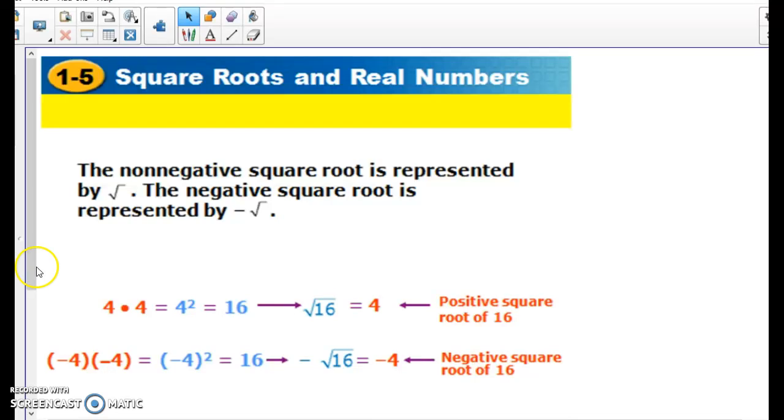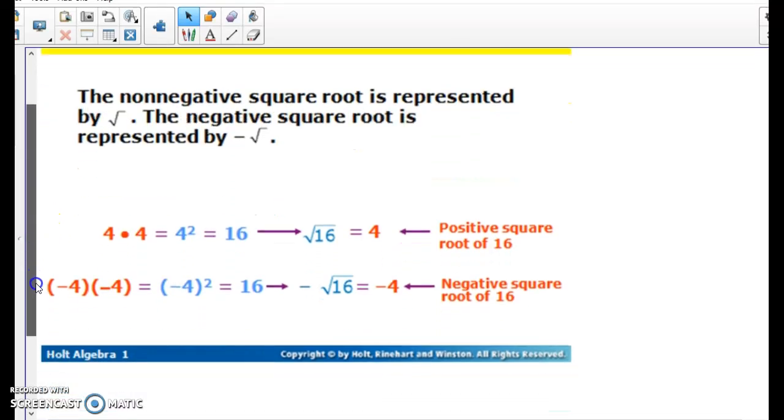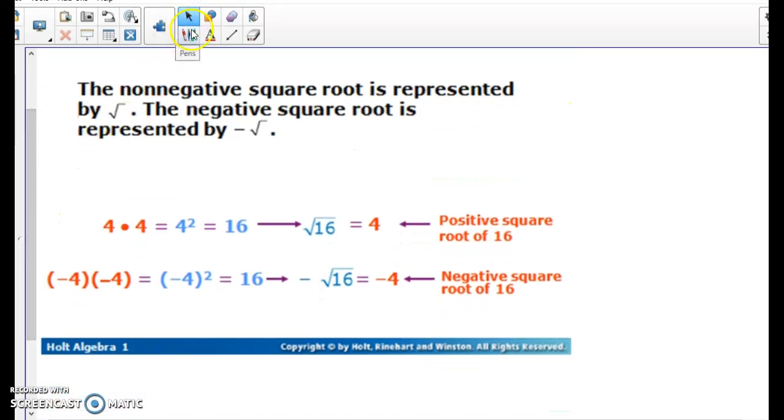Alright, so like here, since 4 times 4 is 16, so the same number times itself is 16, that means the square root of 16 is going to be 4. And you see how they kind of have this 4 squared here? So square roots and squares are kind of opposites.